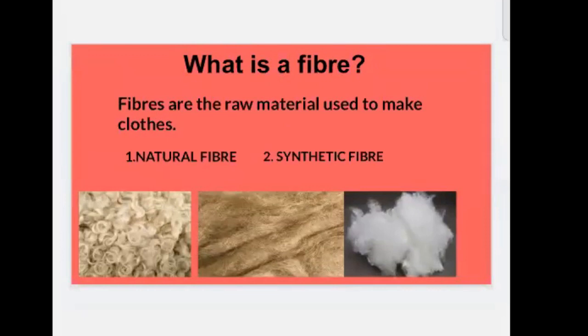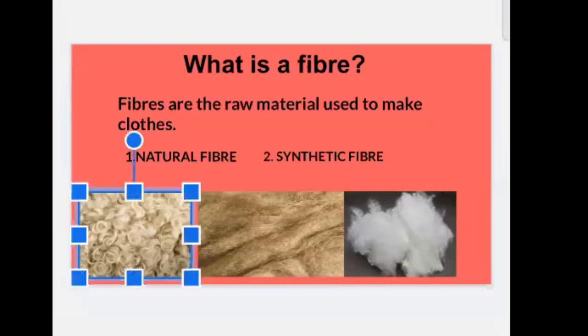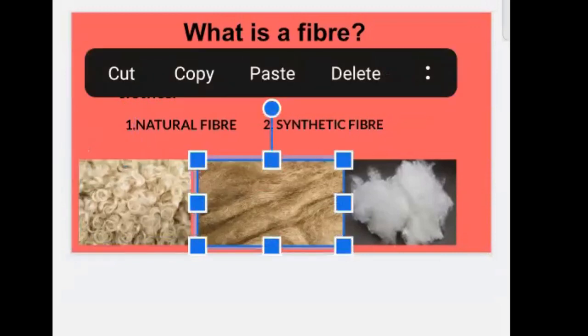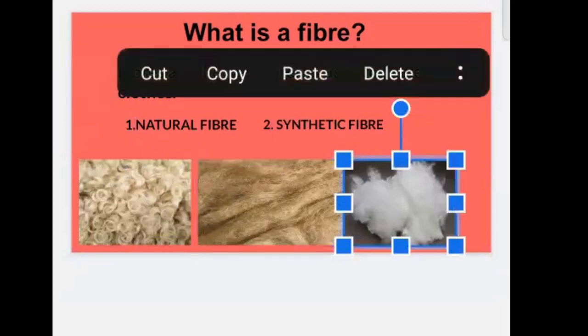Now, what is fiber? Our first step is fiber. Fibers are nothing but the raw material that is used to make clothes. There are basically and mainly two types of fiber. First is natural fiber and the other is synthetic fiber. Here you can see three pictures of fiber. The first one is wool. You must have seen wool, right? The next one is jute and the third one is polyester.